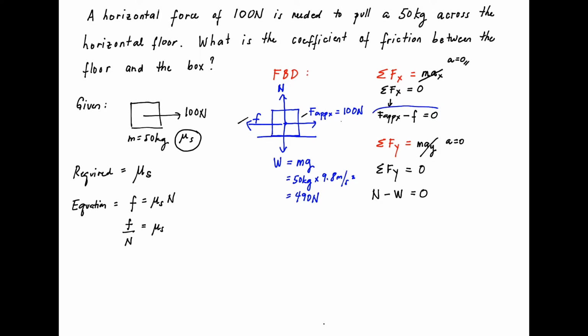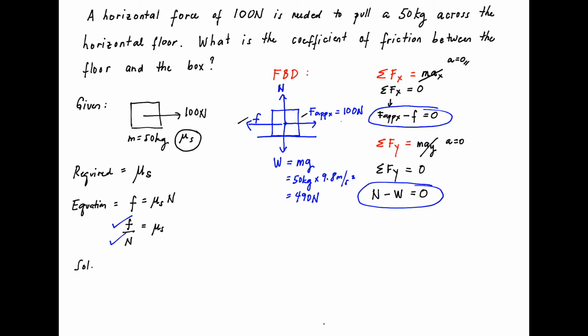So we have now our two basic formulas. We have the applied force Fx minus f equals 0, and the normal force N minus the weight equals 0. If we look at our equation, our goal is to simply look for the frictional force and look for the normal force. Let's proceed now with our solution.